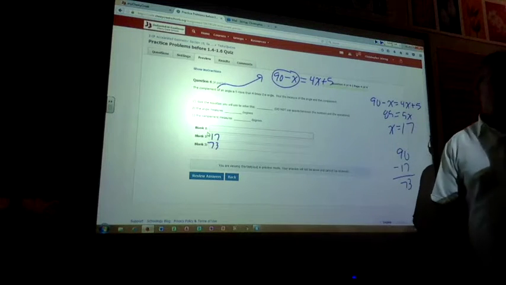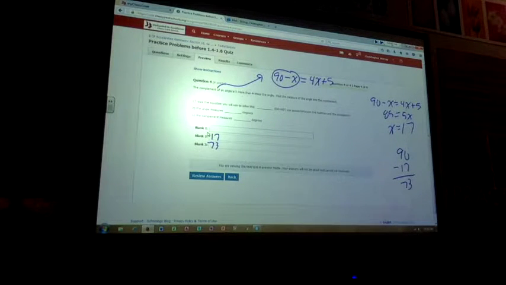Yeah. So on the test, is there ever going to be a question in which the only way to solve it would be 90 minus x? Like let's say that's the example, 90 minus x equals 4x plus 5. Okay. Plus 3. So as far as the Schoology when it corrects it, yes.